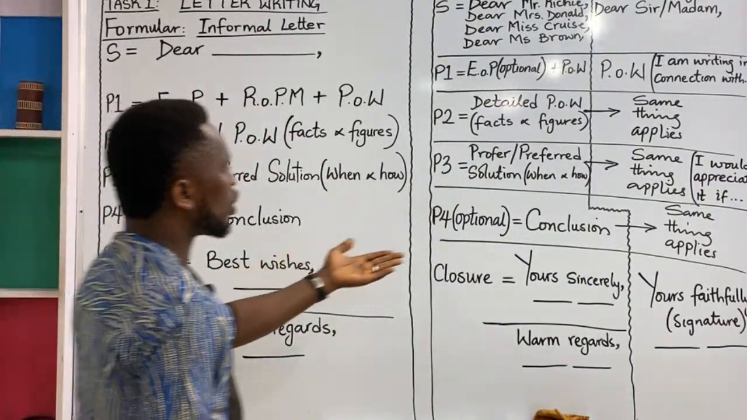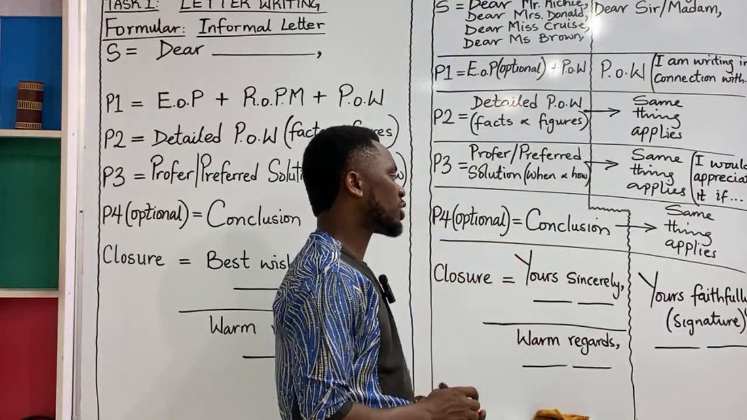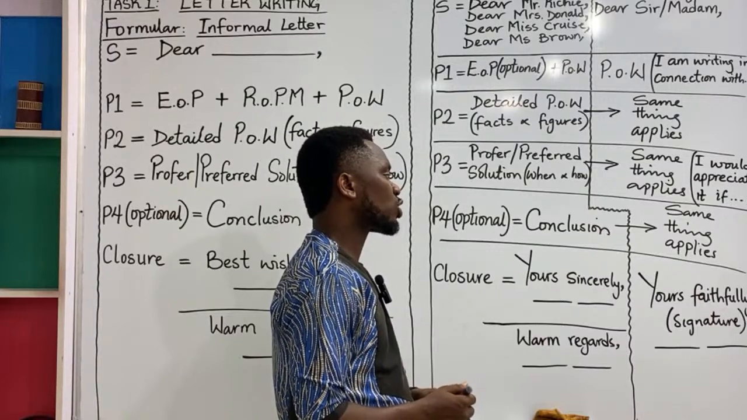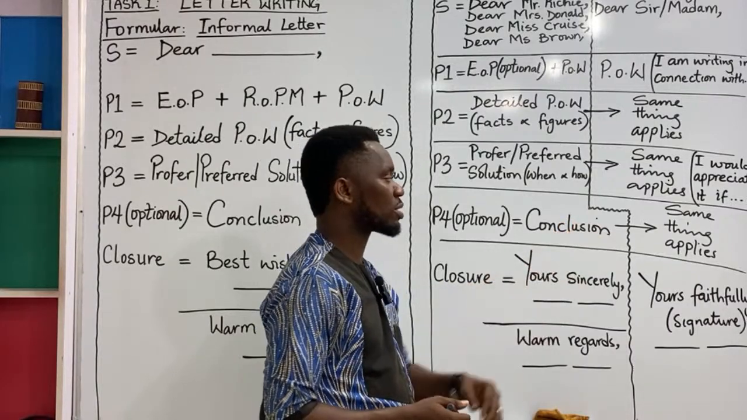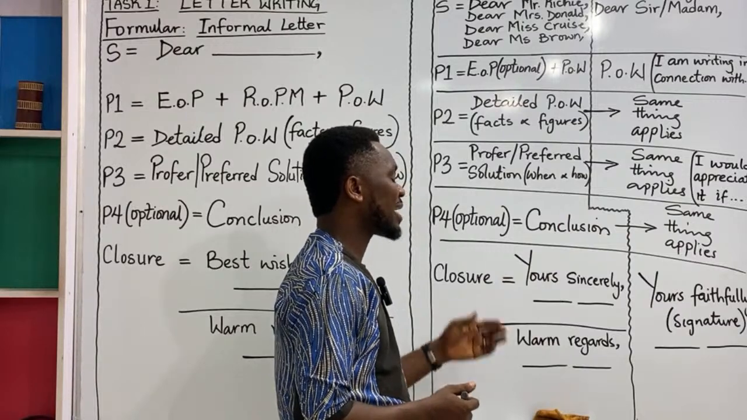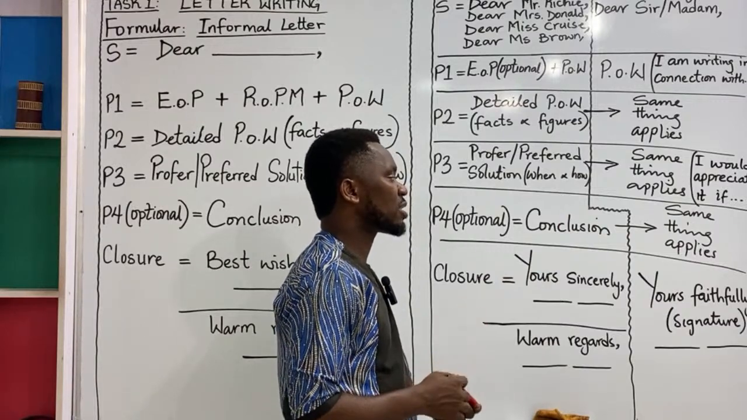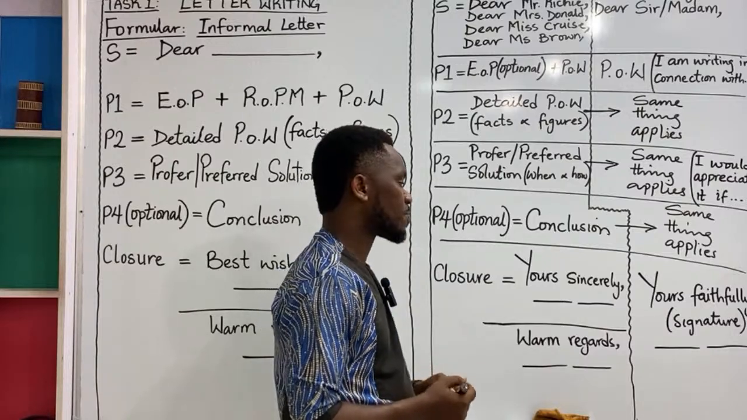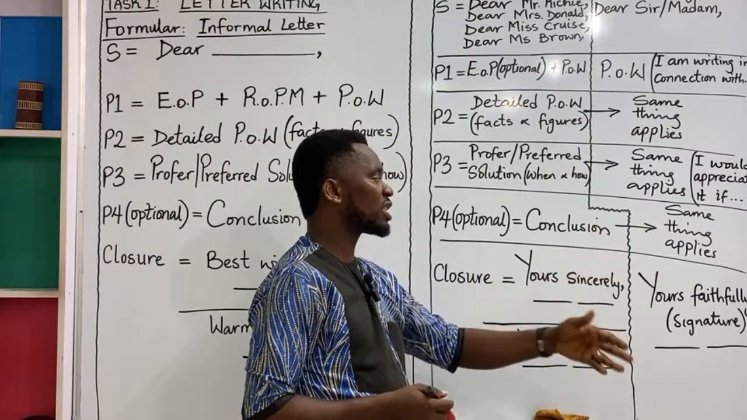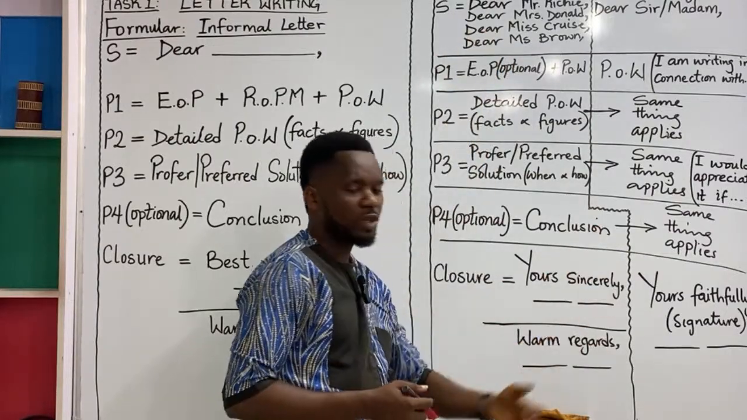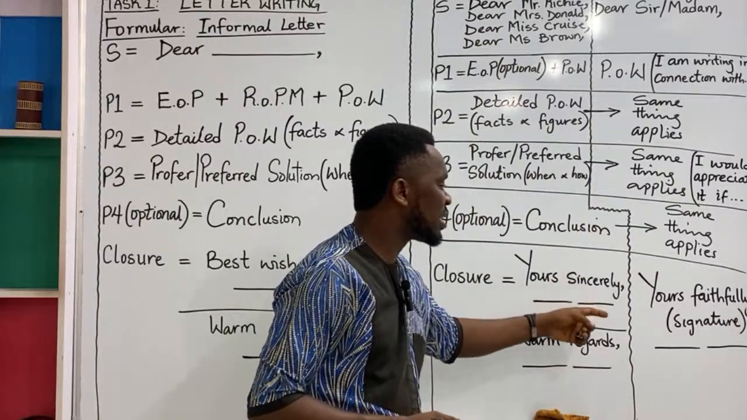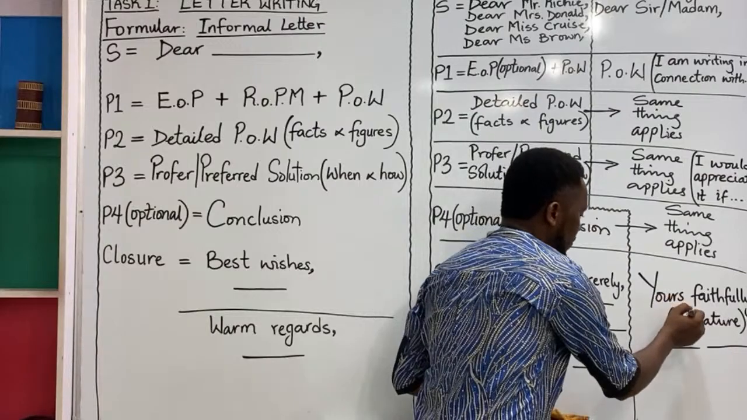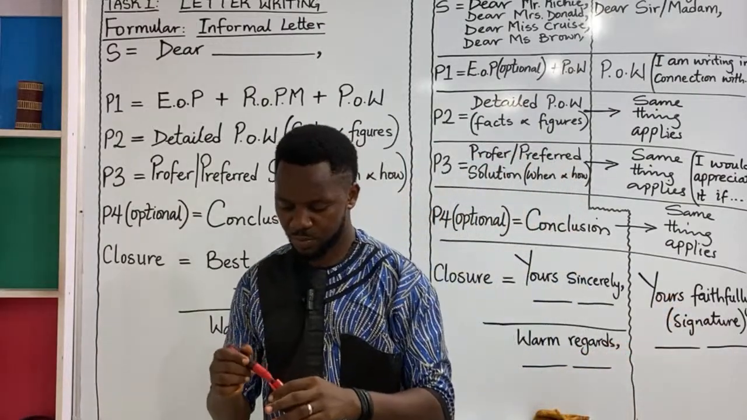Then you end your closure by saying, thank you so much for your time. I look forward to receiving a positive response. Or, thank you so much as I anticipate your kind feedback or swift response to my request. Yours sincerely or yours faithfully, depending on the type of letter. Then you put your first and your last name. If it is a formal letter, after yours faithfully, you need to sign, append your signature. Then you write your first and last name.